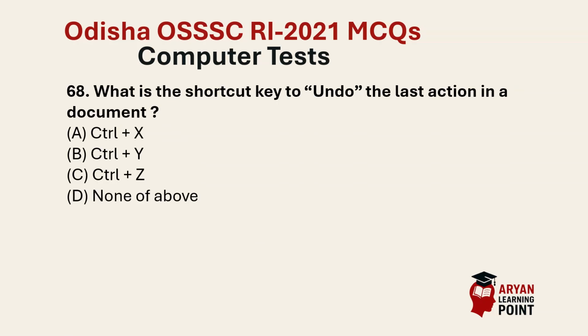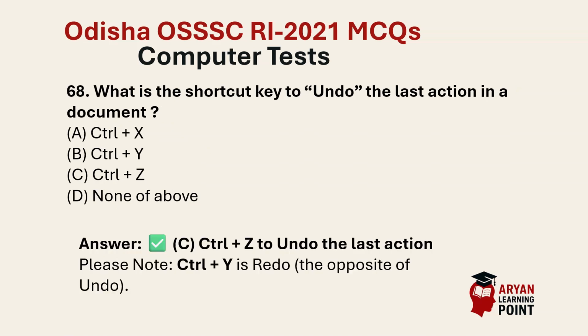68. What is the shortcut key to undo the last action in a document? A. Control plus X. B. Control plus Y. C. Control plus Z. D. None of above. Answer C. Control plus Z to undo the last action. Please note, Control plus Y is redo, the opposite of undo.